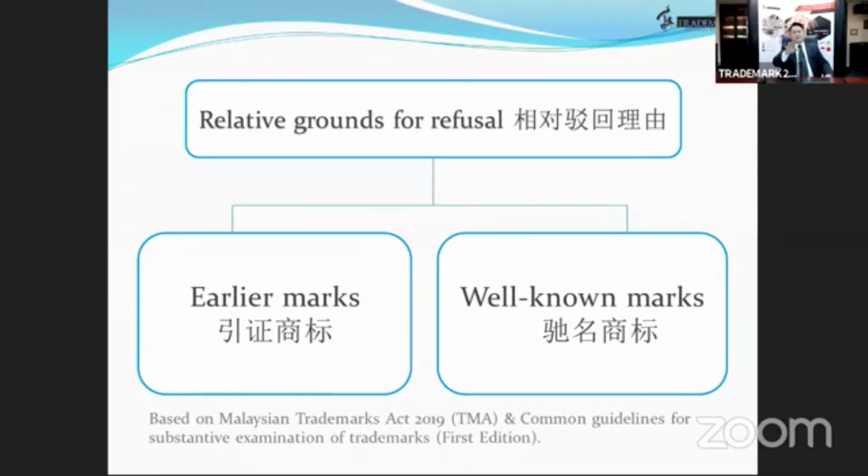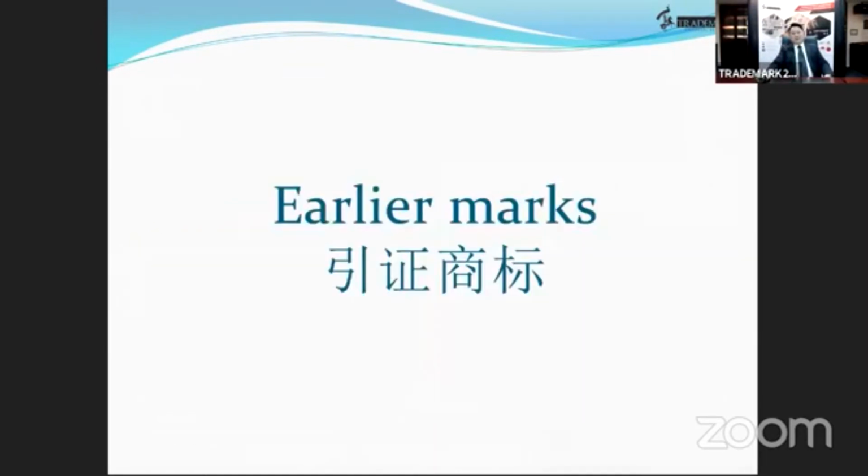It sounds a bit confusing, right? Put it this way: if there are any earlier marks, whether still pending or registered, which are quite similar or identical to your current trademark application, then he may object to your application. Second, if you are trying to be funny and apply to register a well-known trademark in Malaysia, then chances are he may object to your application. Let me share with you the first one, the earlier marks.